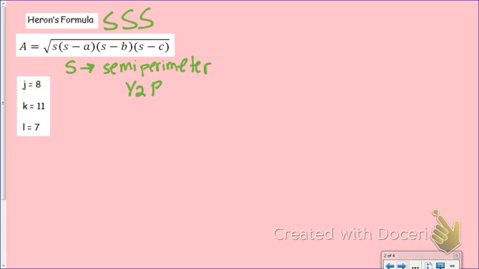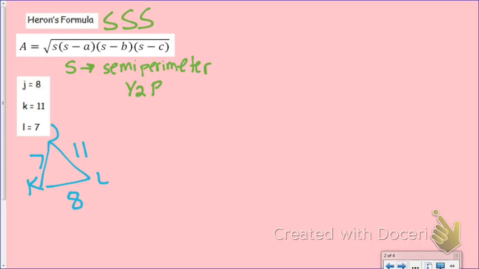So I would just find the perimeter of my circle and divide it by 2. So let's do an example here. It tells me I need to find the area of this triangle, and it gives me 3 sides. So this is going to be triangle JKL. Side J is 8, side K is 11, side L is 7.